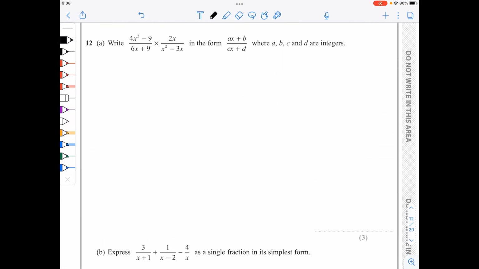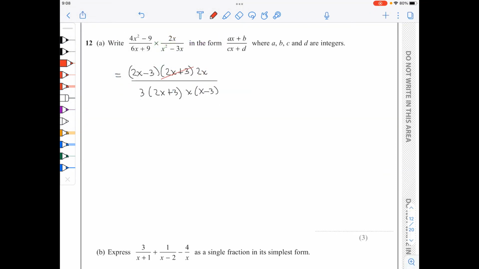Question 12. We need to write (4x² − 9)/(6x + 9) × 2x/(x² − 3x) in this form. I will start by simplifying and factorizing. So 4x² − 9 is the difference of 2 squares. It's (2x − 3)(2x + 3). 6x + 9 has a common factor of 3, leaving 2x + 3 in the bracket. And x² − 3x is giving me x(x − 3), and I also have the 2x here.